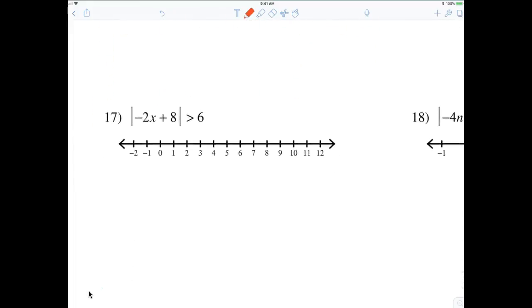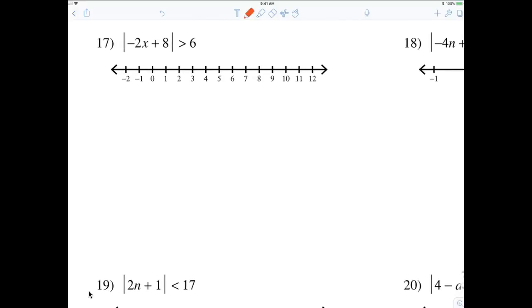All right, let's take a look now at 17. Everybody should be able to write out the first step. The first step is negative 2x plus 8 is greater than 6. And then negative 2x plus 8 is less than negative 6. That's all there is to it. Now you just have to be able to solve a two-step equation. All right?